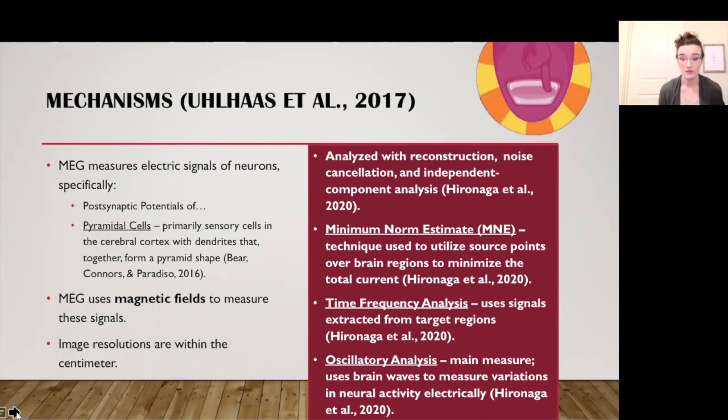It's analyzed with image reconstruction, noise cancellation, and independent component analysis. It also uses a minimum norm estimate, which is a technique used to utilize source points over brain regions to minimize the total current. And then it uses a time frequency analysis, which uses signals extracted from target regions. And it ends with an oscillatory analysis, which is the main measure. It uses brain waves via oscillations to measure variations in neural activity electrically.